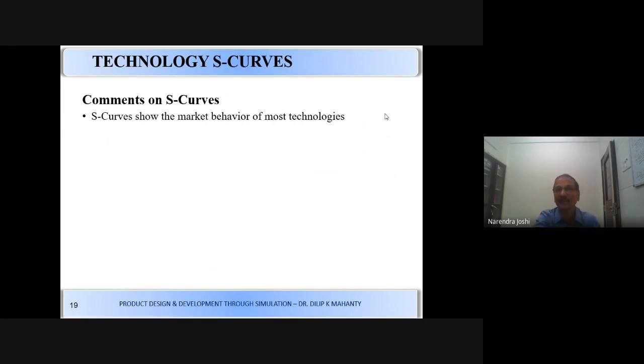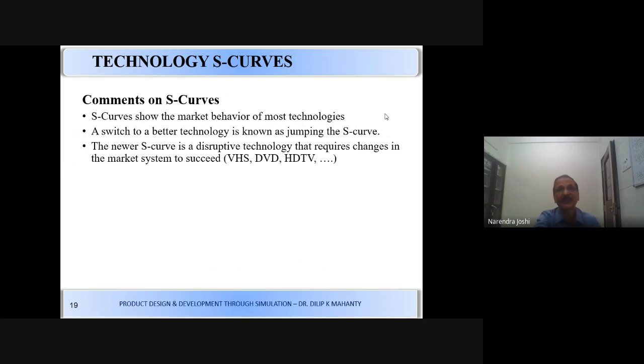So the S curves show the market behavior of most technologies. A switch to better technology is known as jumping S curve, as I mentioned. The newer S curve is a disruptive technology that triggers changes in the market system to succeed. Like VHS, DVD, HDTV, all these things are coming. In the last 3 decades, we see the television viewing has changed a lot because we are getting new technology, which is jumping. Industry is constantly jumping.